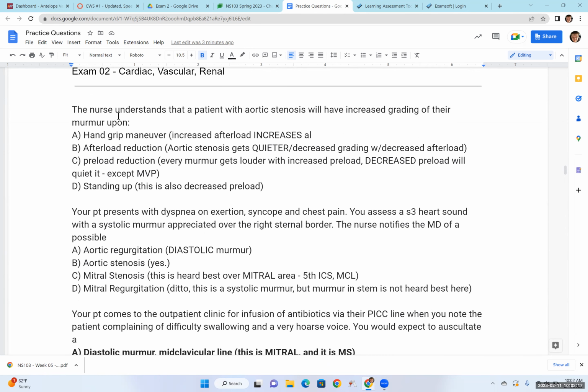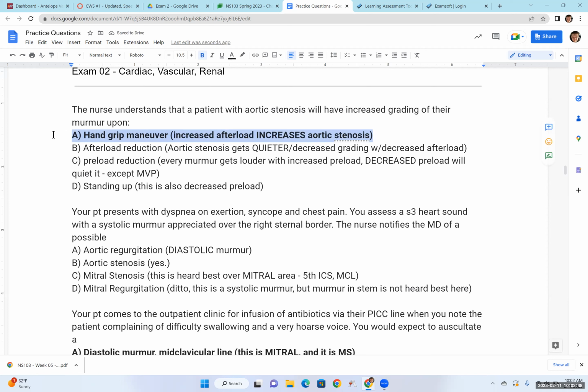All right, let's make this question right. A nurse understands that a patient with aortic stenosis will have an increased murmur. That means it gets louder, right? Yeah, so hand grip is going to increase afterload, right? Because aortic stenosis gets quieter with decreased afterload. So that's what that's saying. Increases aortic stenosis. I mean, it's going to make it louder. But it's going to make it worse.